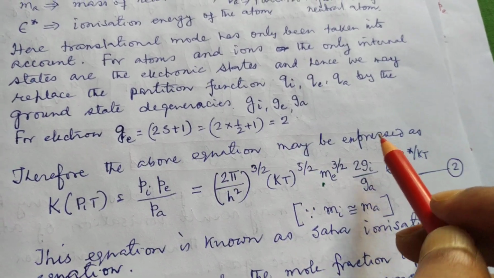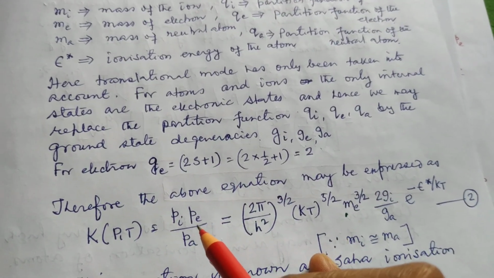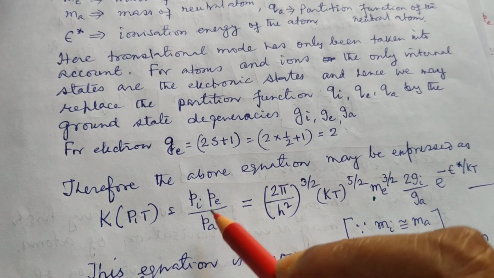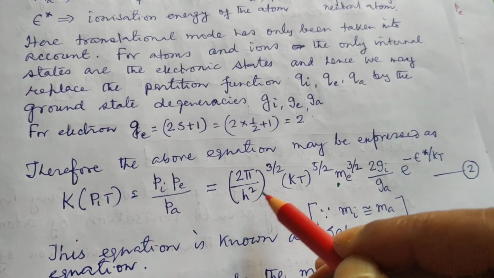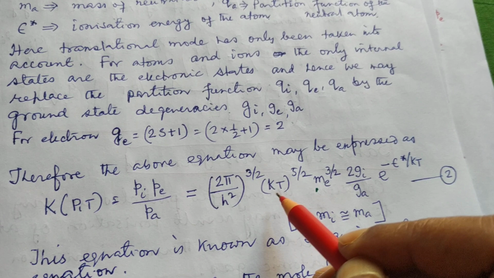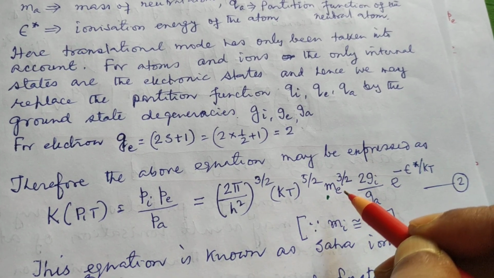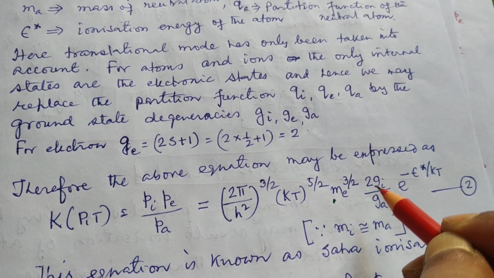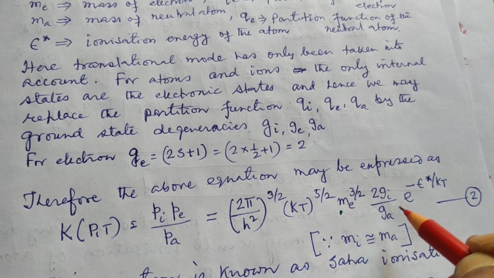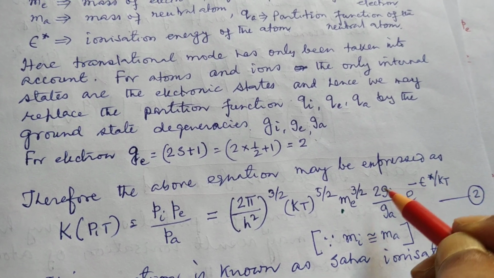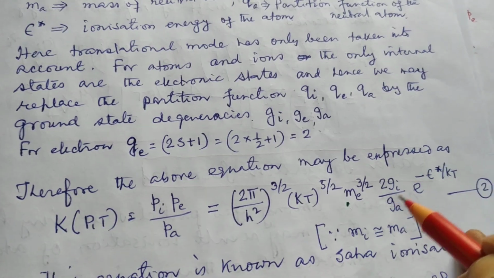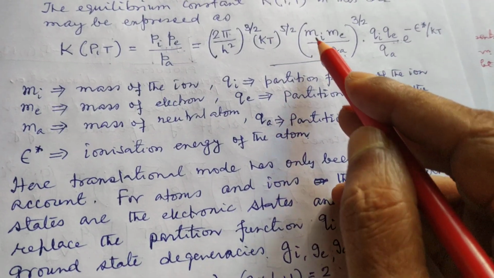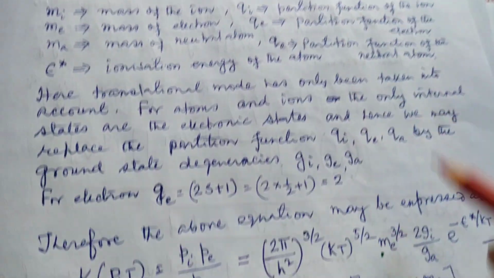Therefore, the above equation may be expressed as Kpt equals Pi Pe by Pa, that is the partial pressure of the ion into the partial pressure of the electron by the partial pressure of the neutral atom. This equals (2 pi me by h square) whole to the power 3 by 2, (kT) to the power 5 by 2, into 2 Gi by Ga into e to the power minus epsilon star by kT. Now, why this 2 Gi by Ga? We will discuss it. Here Mi equals Ma, so this cancels, and we get Me here only.